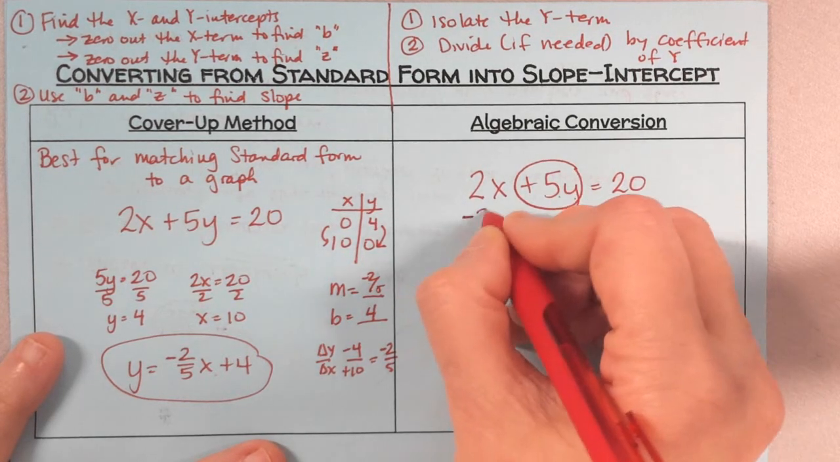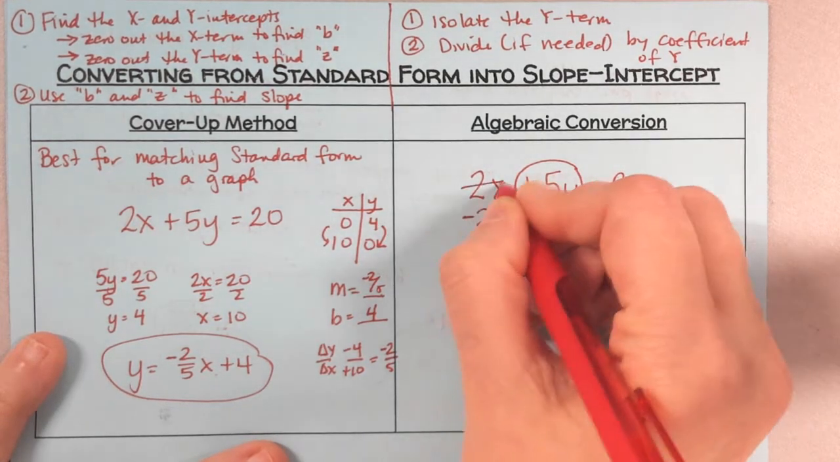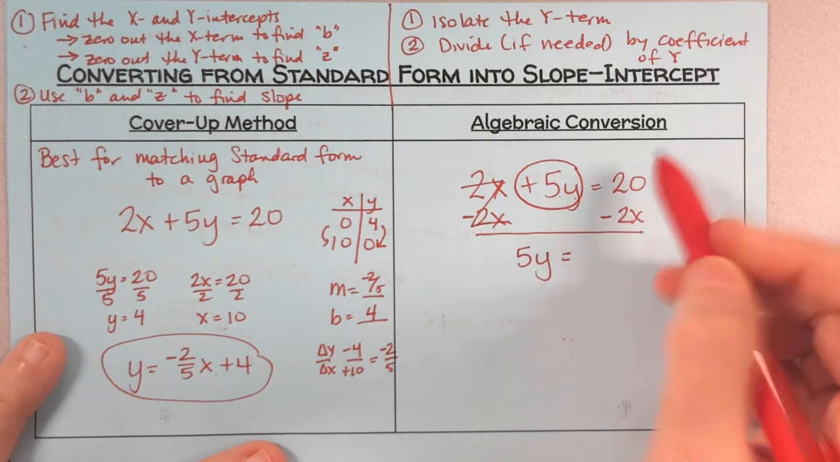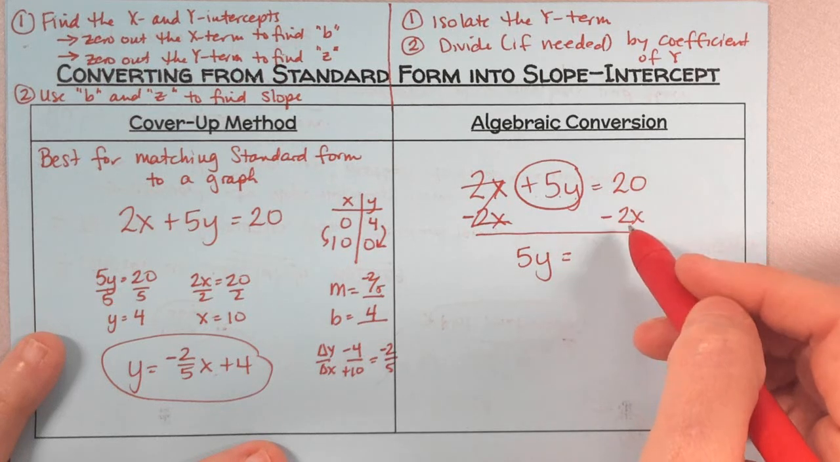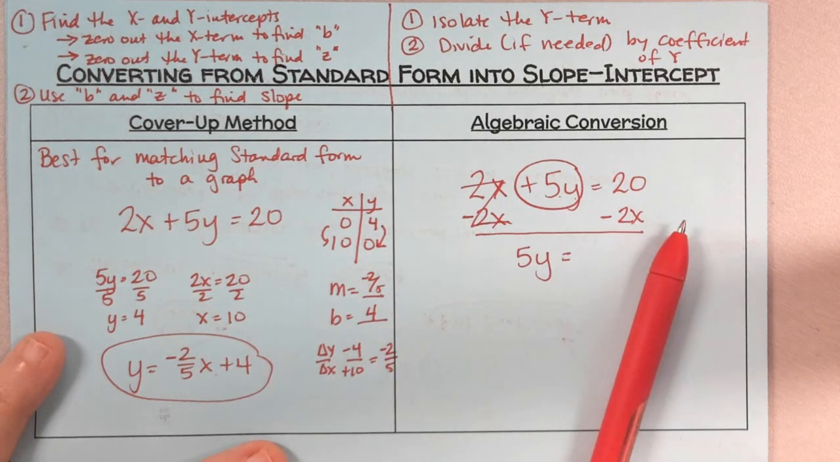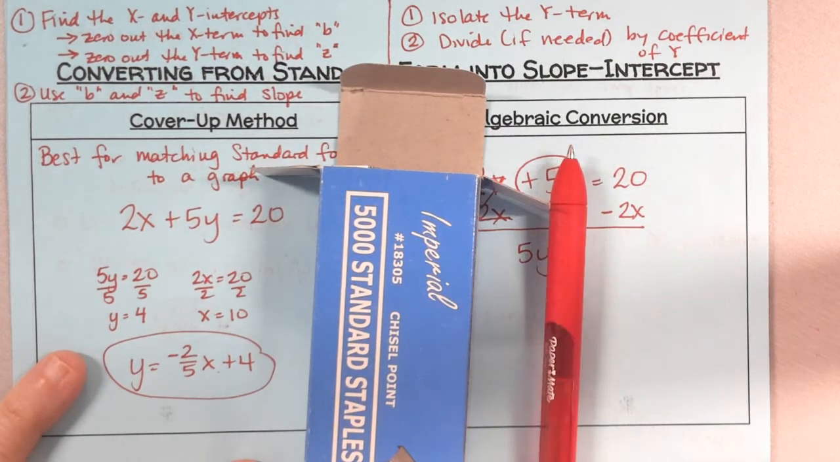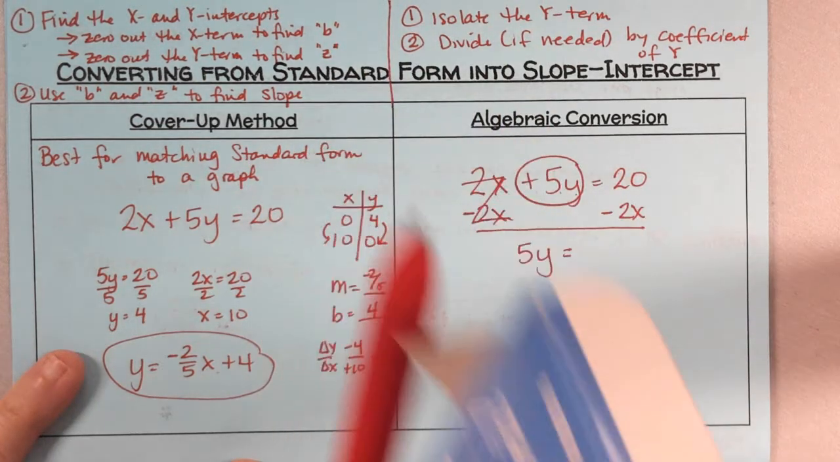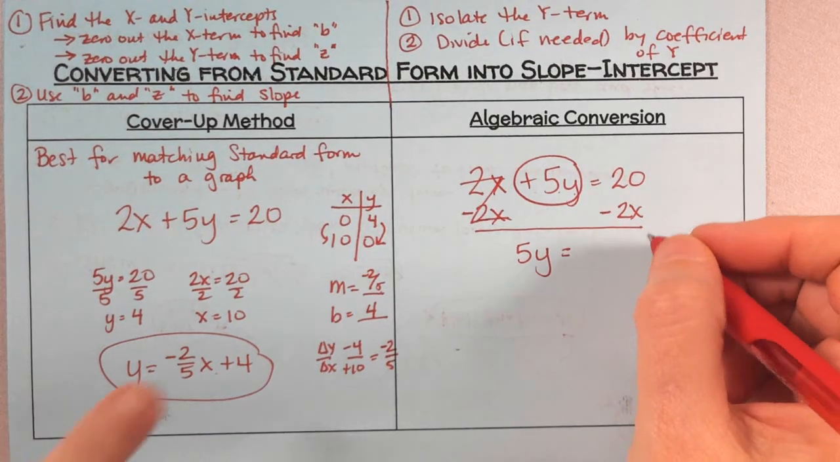So I want to get this by itself. So I have to subtract 2x from both sides. This zeroes out and leaves me 5y over here. Can I combine these? Why not? Because if I have 20 boxes of staples and 2 pens, then I've got 20 boxes of staples and 2 pens. I can't put those together. They don't go together, okay?